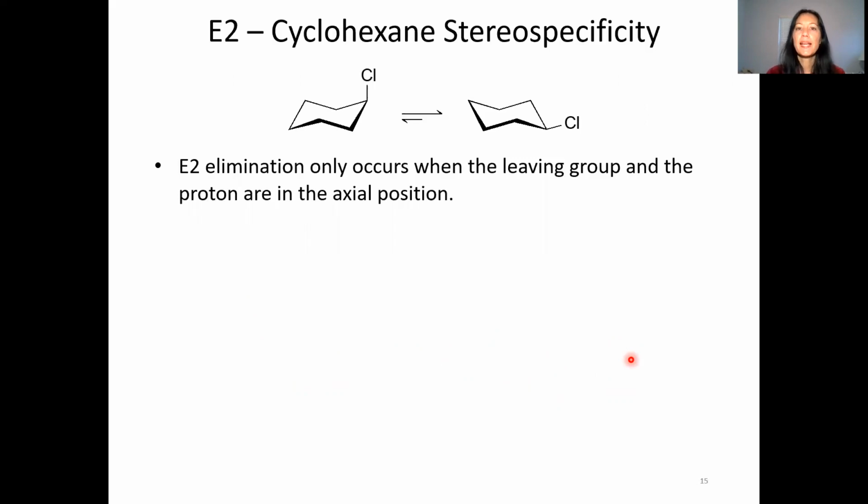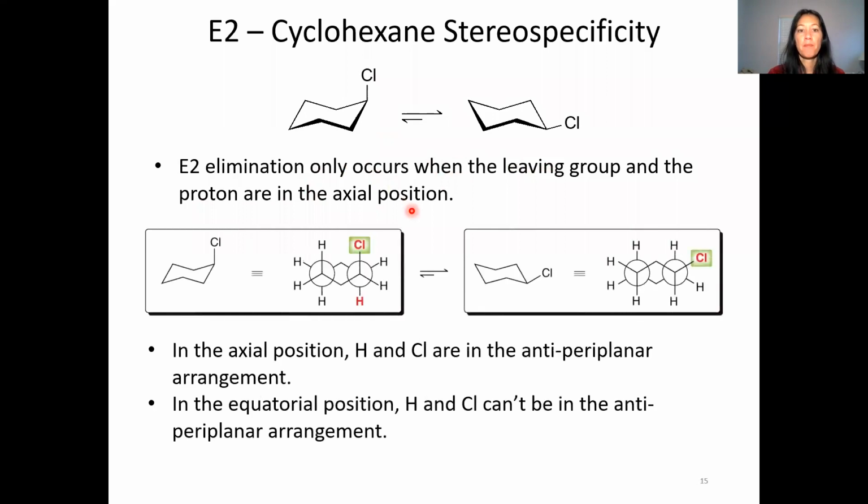Okay, cyclohexanes have stereospecificity as well, and this is because the ring can lock the geometry in place. And we'll talk a little bit about the nuances with chair flips as well. The key here for the elimination, E2 specifically with cyclohexanes, is this can only occur when the leaving group and the H being deprotonated are in the axial position. So that's why this gets interesting and stereospecific.